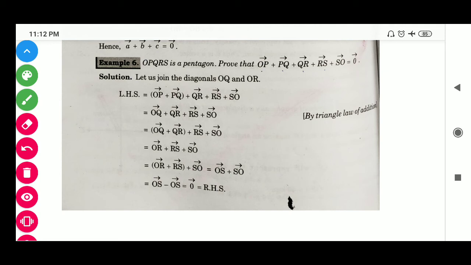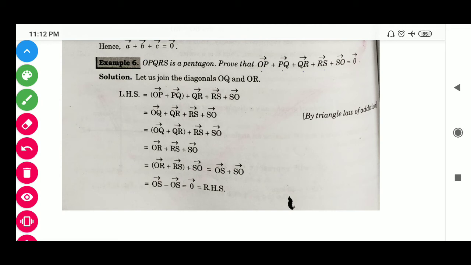So students, here you can also learn one remark: if we are taking a polygon, the polygon can be a hexagon, heptagon, octagon. If we are adding all these sides by moving in the same direction, then after that we definitely get 0. So in this way you can do this question yourself.